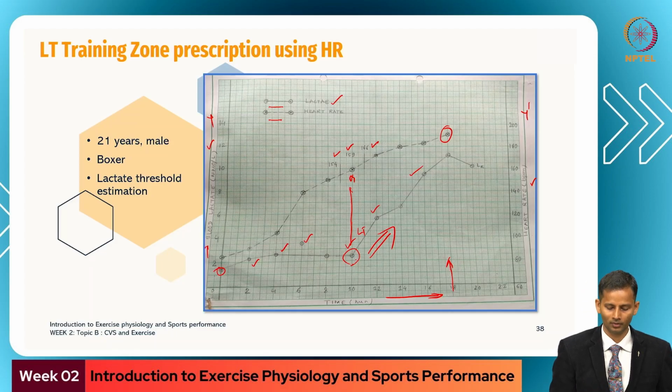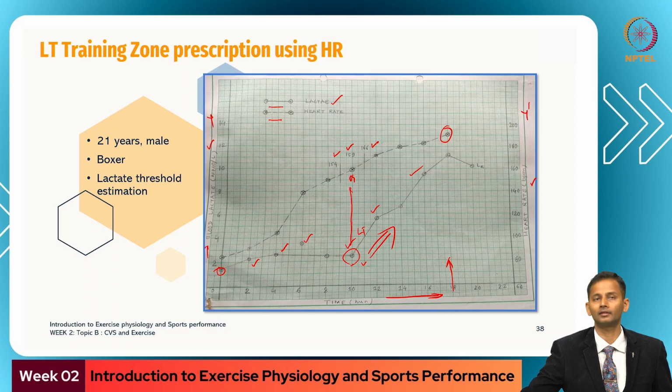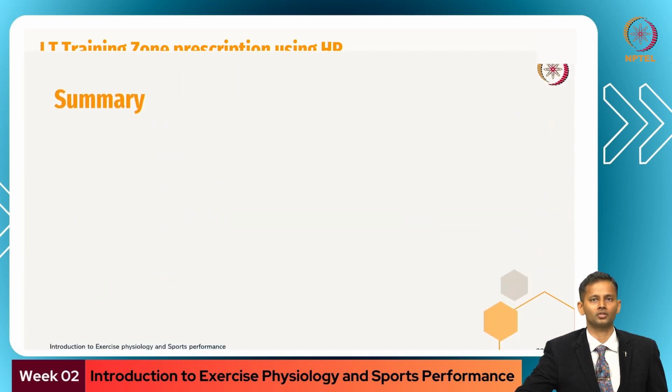So that's how, with the help of lactate threshold, you can indirectly provide input to the athlete and the coach for them to further train the athlete in the field. That's how heart rate becomes an indirect measure.